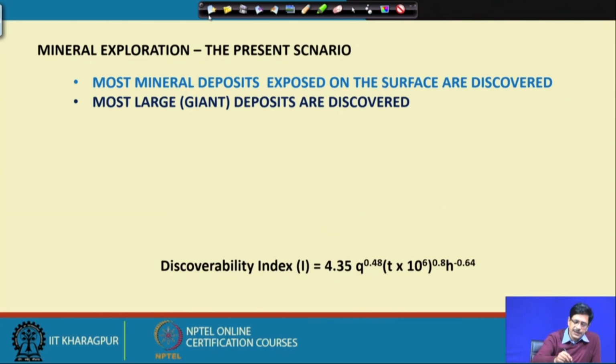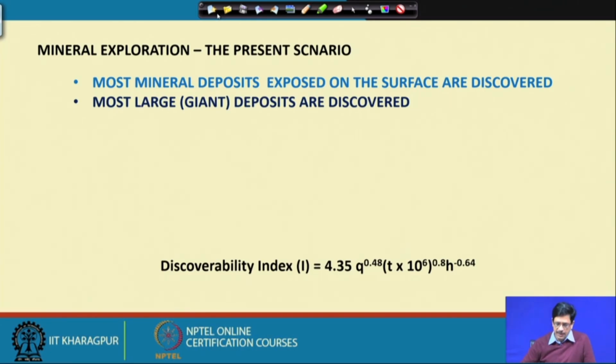We can justify this because the higher the grade of a deposit, the higher the concentration of the particular metal, and so its manifestation will be more conspicuous, more prominent, rather than a deposit which is very low in its grade. We can always think of a deposit of a very high grade which is lying at a smaller depth compared to a deposit of equivalent grade lying at a greater depth. The one lying at a smaller depth is always likely to be discovered much easier or faster than the one which is lying below.